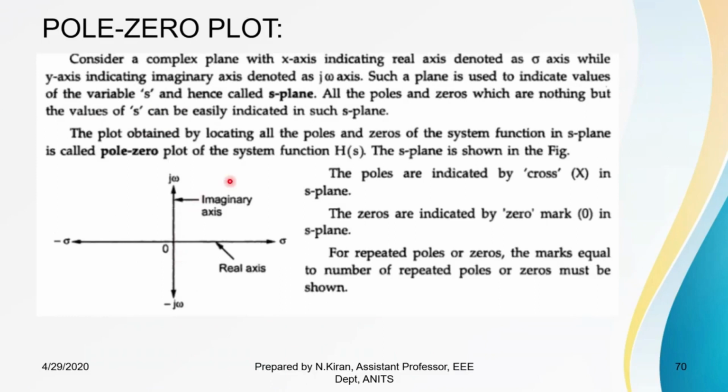Pole zero plot. If I take an S plane, here you can see this is your imaginary axis, which is the j omega axis, and this is your real axis, which is denoted by sigma. This is called the S plane. In this S plane we have to indicate poles and zeros. Generally poles are indicated by a cross symbol, whereas zeros are indicated by a zero symbol. So let us see how to plot poles and zeros in a pole zero plane or S plane.